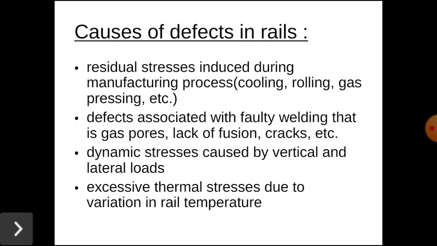The major causes are the residual stresses induced during the manufacturing process, because our rails are manufactured by cooling, rolling, gas pressing, and processing the steel. During manufacturing, some residual stresses are induced. That is the major cause of defect, and also defects associated with faulty welding, that is gas pores, lack of fusion, cracks, etc. Next, the dynamic stresses caused by vertical and lateral loads. Then the excessive thermal stresses due to variation in rail temperature.